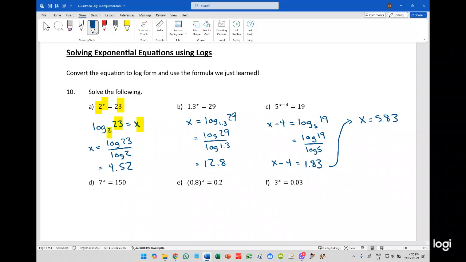And then you can always quickly double check that if you want. 5 to the 5.83 minus 4, that's 5 to the 1.83, and 5 to the exponent 1.83. It's a little less than 5 squared, is 19.01, which is our correct answer with a little rounding error.